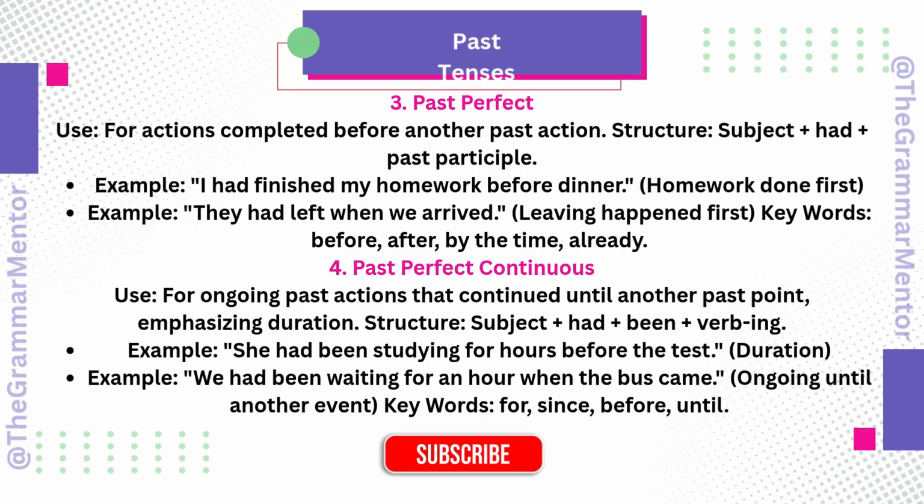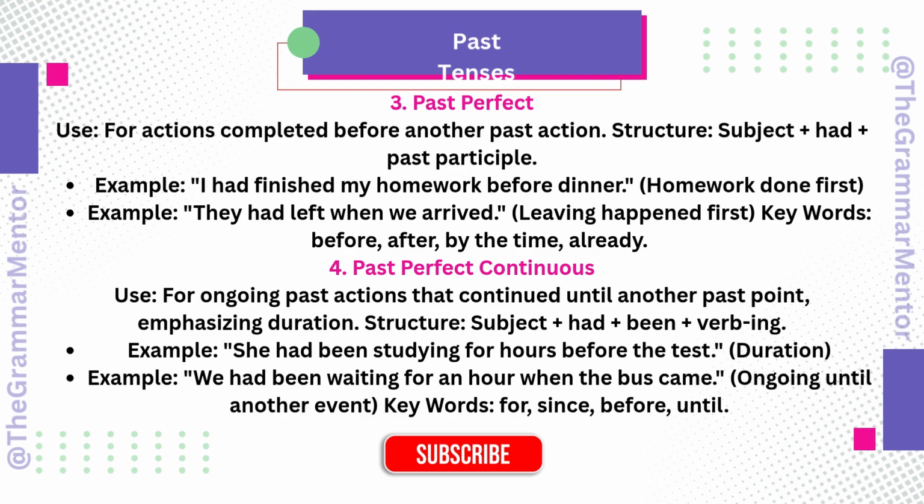3. Past perfect. Use: for actions completed before another past action. Structure: subject plus had plus past participle. Example: I had finished my homework before dinner. Homework done first. Example: They had left when we arrived. Leaving happened first. Keywords: before, after, by the time, already.